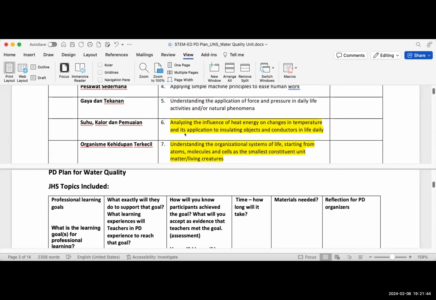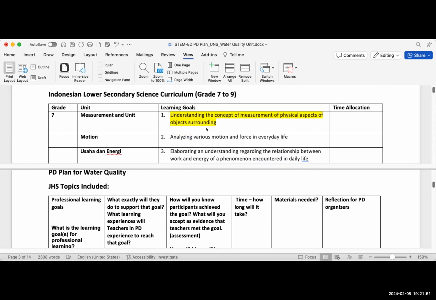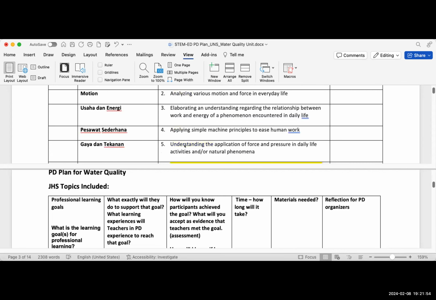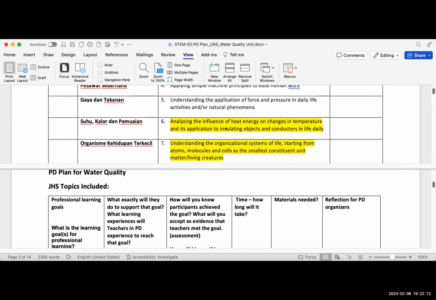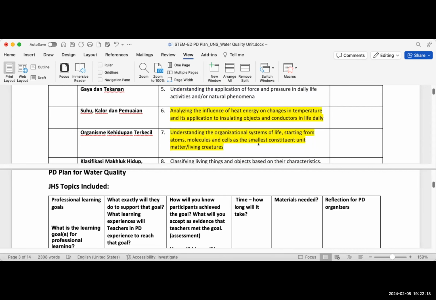I mean, we are able to introduce the water quality system, and then we combine some materials or topics that have already been introduced in Indonesian Junior High School Science. For example, this part talks about temperature, energy, and the changing of energy, which will be one of the topics related when we talk about temperature and water quality.